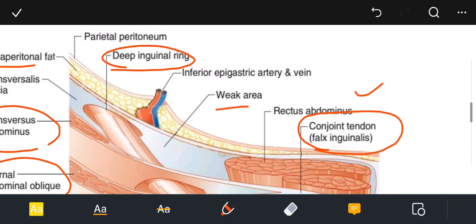Then we have the inferior epigastric vessels, the inferior epigastric artery and vein. And you must remember this relationship: the inferior epigastric vessels are medial to the deep inguinal ring, or the deep inguinal ring is situated lateral to the inferior epigastric artery and vein. Now moving on to the next point.